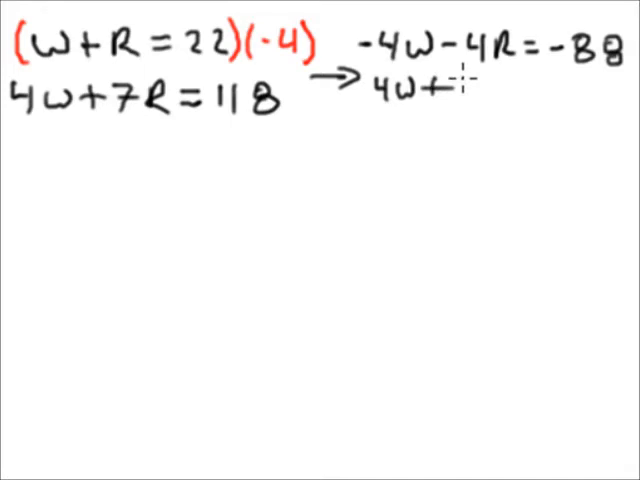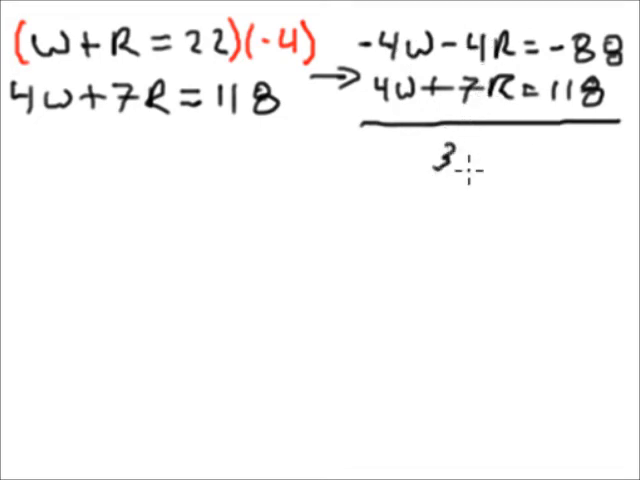So 4W plus 7R, terrible looking R, it's a little better, was 118. So now I've accomplished what I wanted. 4W minus 4W is 0. 7R minus 4R is 3R. And 118 minus 88 is 30.